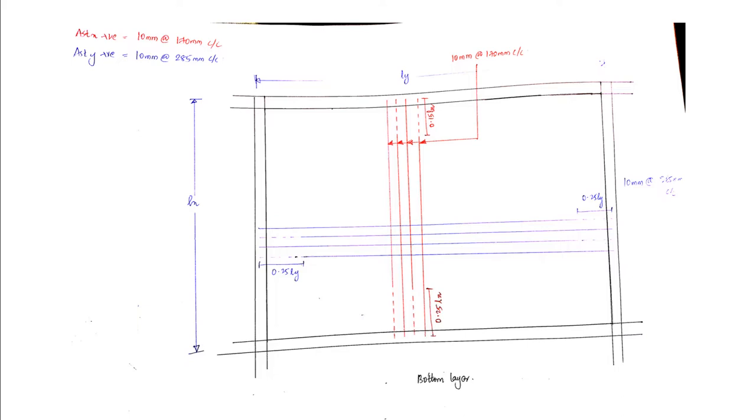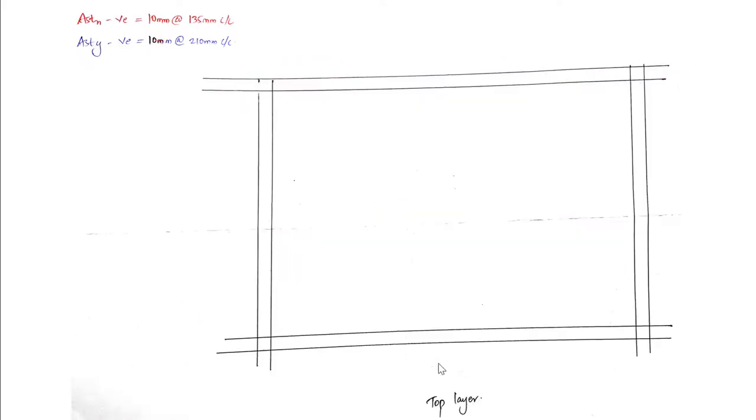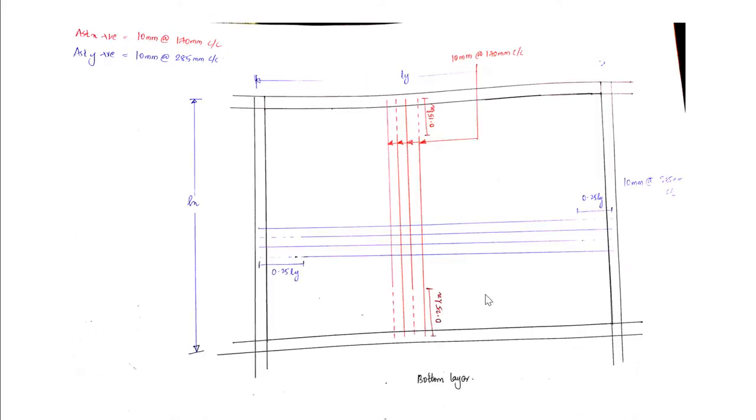Now I will discuss the top layer. The top layer means you are providing the negative reinforcement. First of all, the negative reinforcement will be due to the bending of the bars, which can be seen here. That is the top layer. Here there is a reinforcement due to the bending of this. You can see 10 mm at 340 mm center to center, because one bar you can see here at the top and the other bar you can see here.